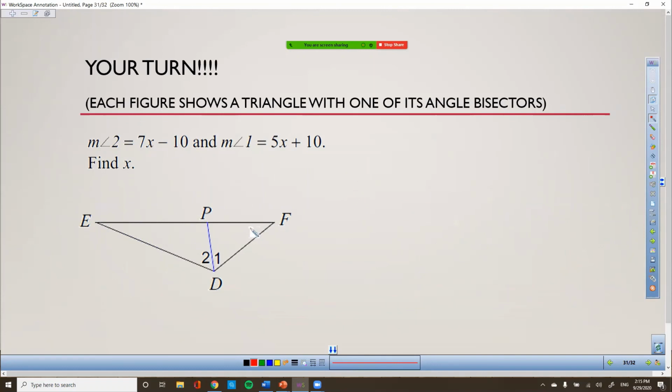Once you finish it, you should get that x equals 10. After you solve it, you should have gotten that x equals 10 because since it's an angle bisector, you know that both angles are equal to each other. So the measurement of angle 1 equals the measurement of angle 2. And like that, once you set up your equation, you should have gotten that x equals 10.